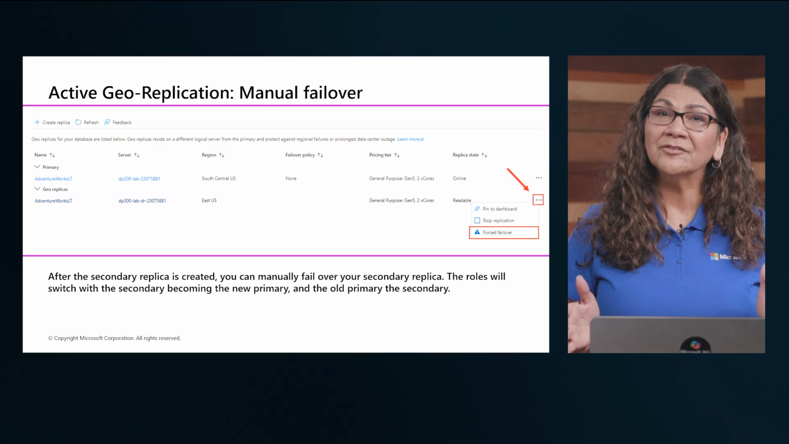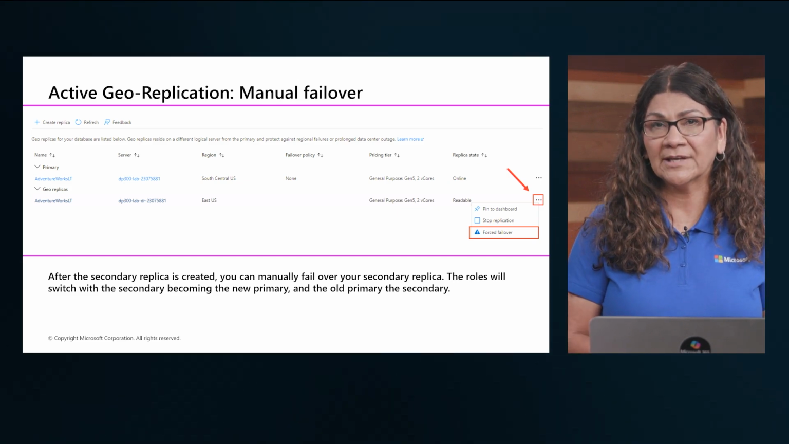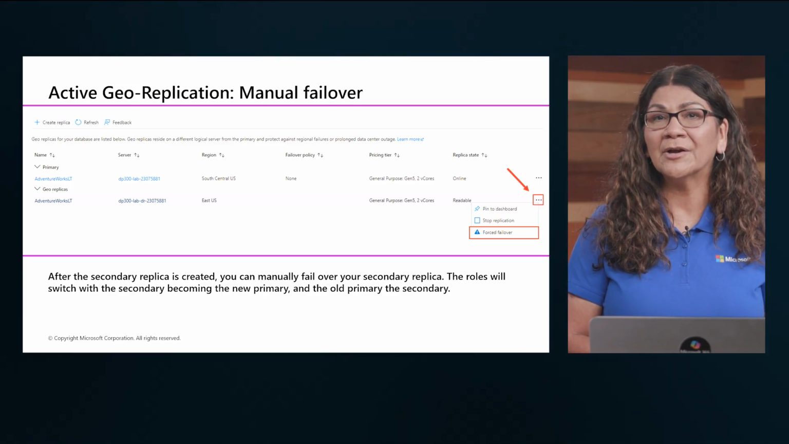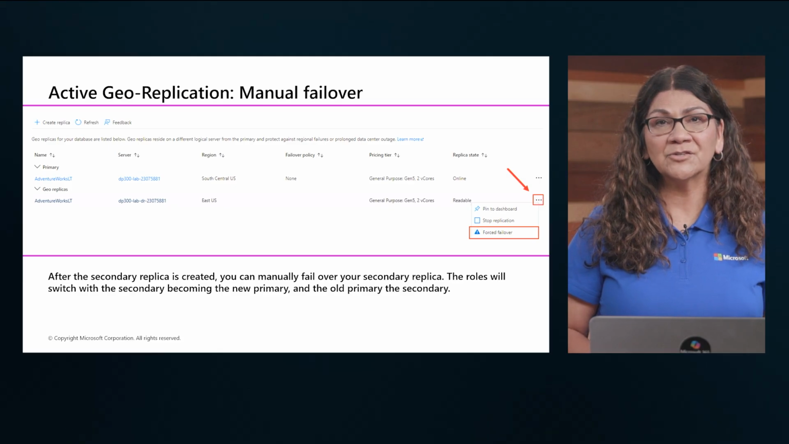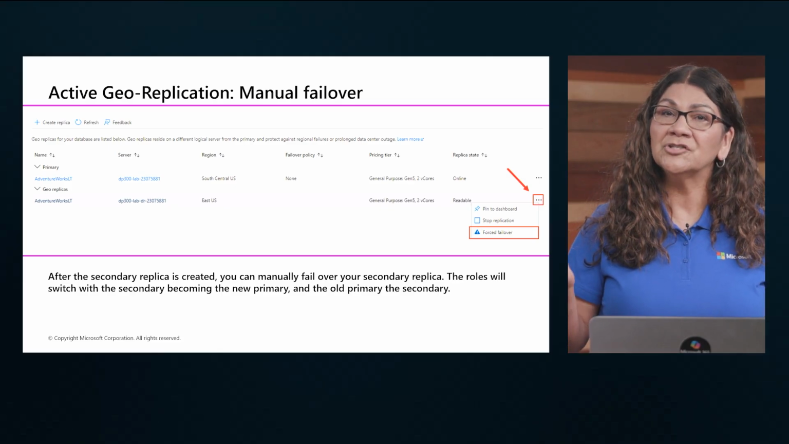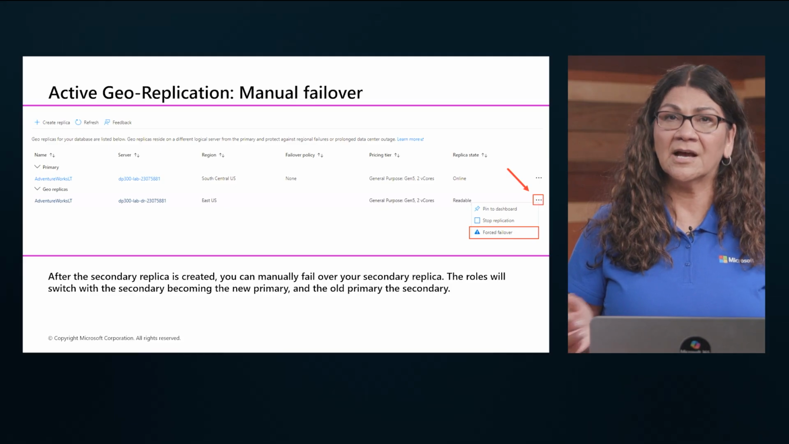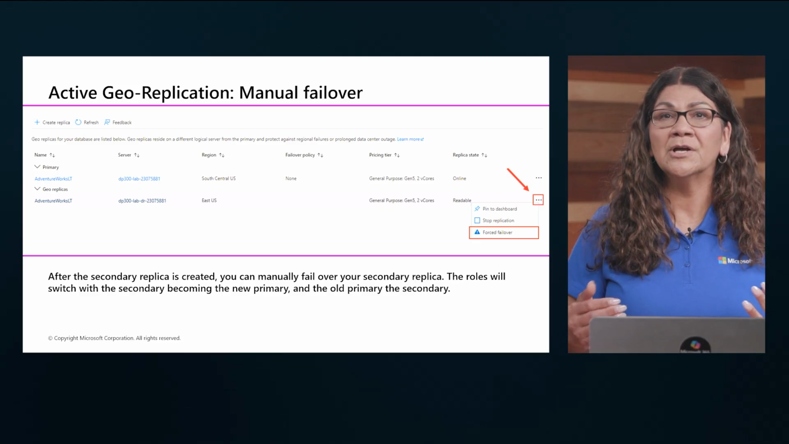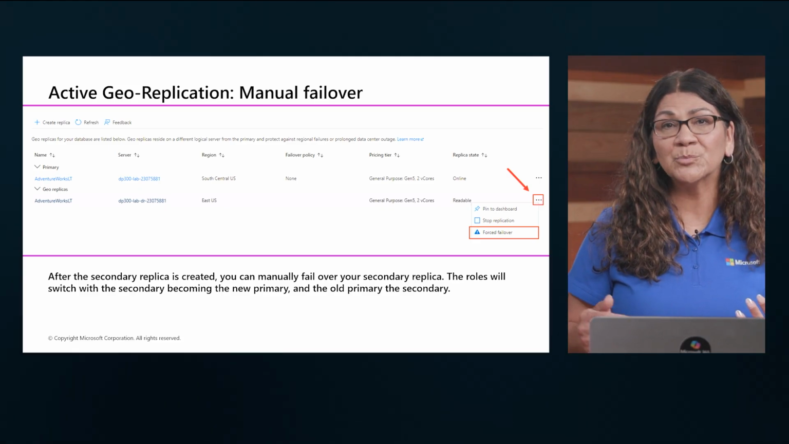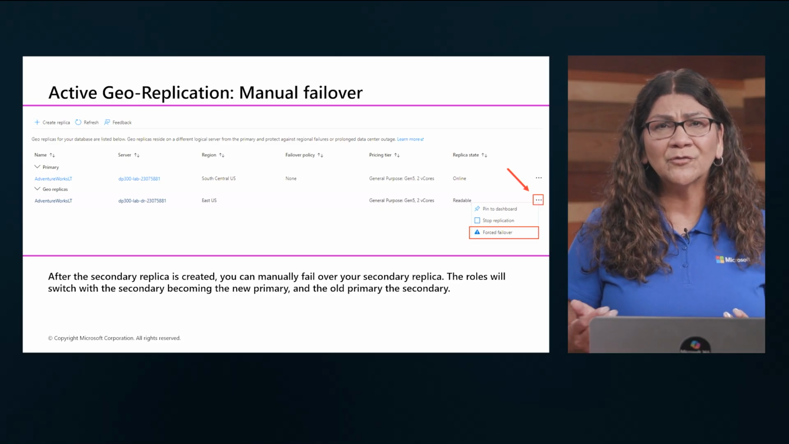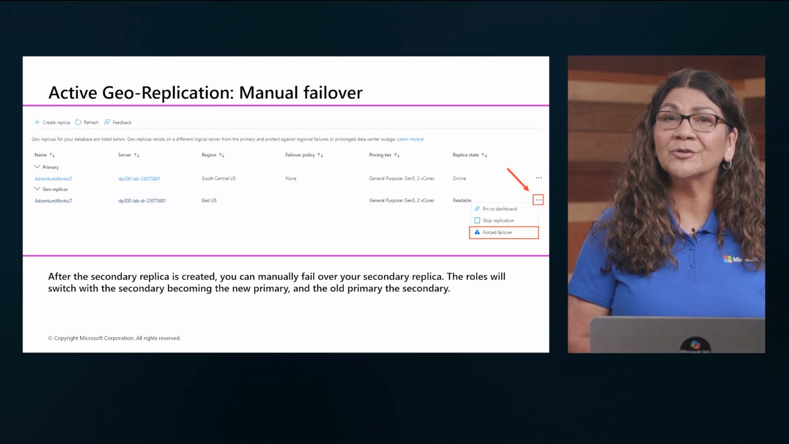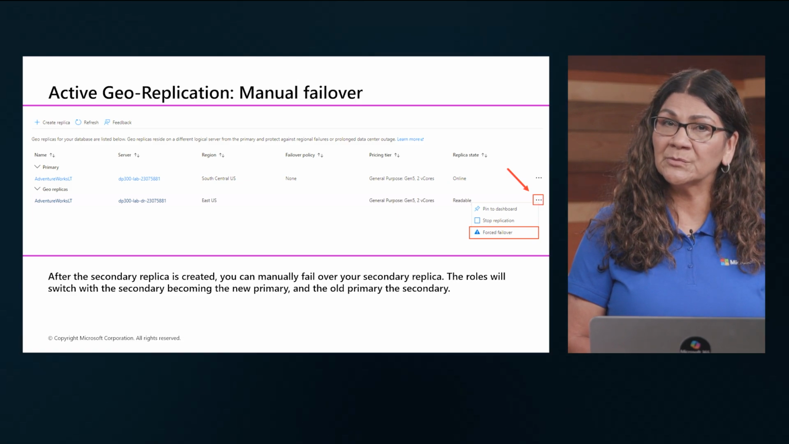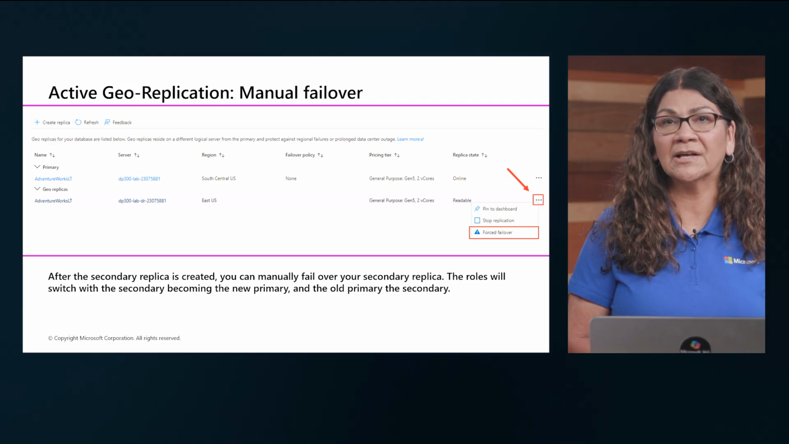Here we see the manual failover process in active geo-replication for the AdventureWorksLT database, comparing the primary online replica in South Central US and the readable geo-replica in East US. A red arrow points to the ellipsis menu on the geo-replica row, showing options like pin to dashboard, stop replication, forced failover, and more. After creating a secondary replica, users can manually initiate a failover to switch roles between the primary and secondary replicas.